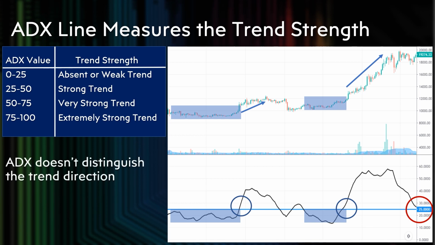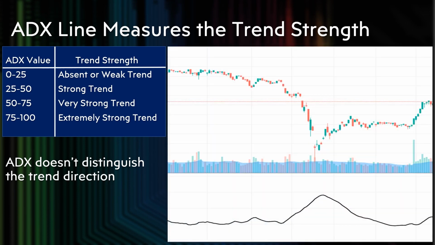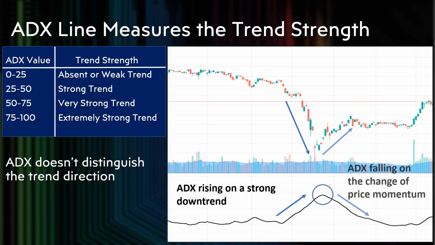The ADX only tells the strength of the trend and doesn't distinguish its direction. In this chart, we can see that the ADX rises with the trend, indicating a strong uptrend. The other chart here shows the ADX is also rising while the price is going down. Hence, the ADX indicates the presence of a strong downtrend. As the ADX peaks, it falls, indicating that the strong downtrend is weakening or changing in its momentum.